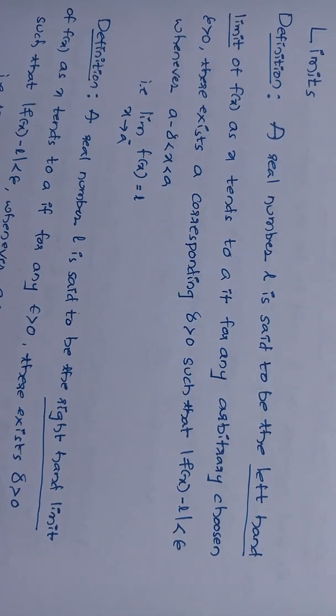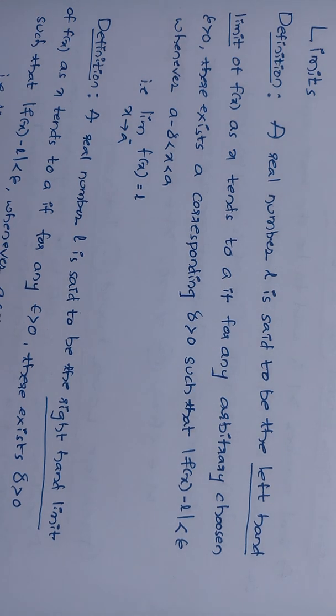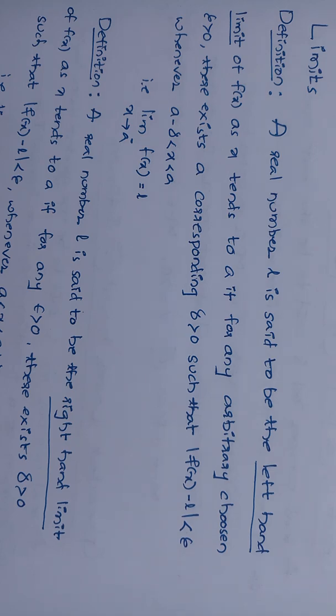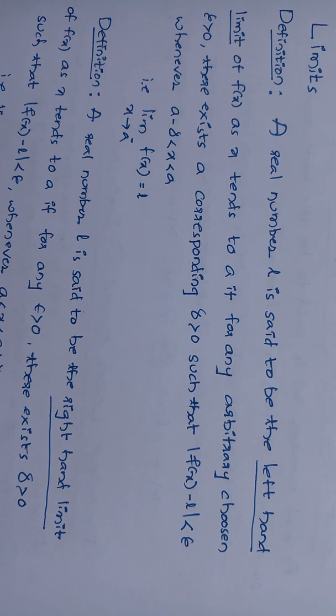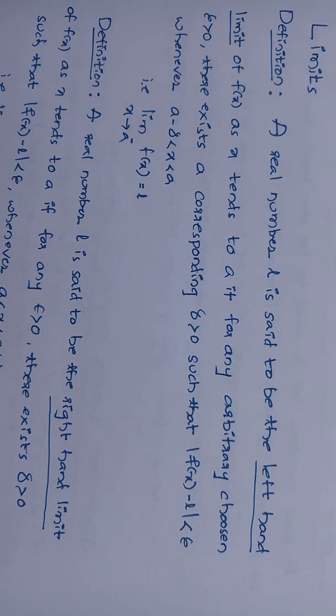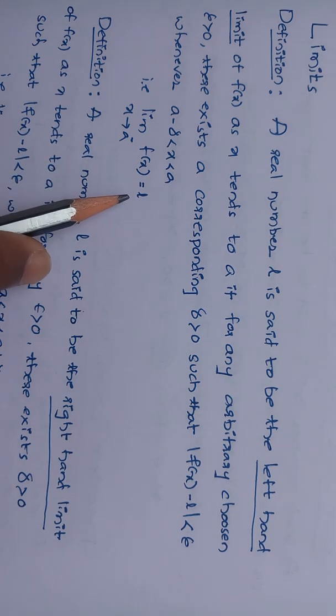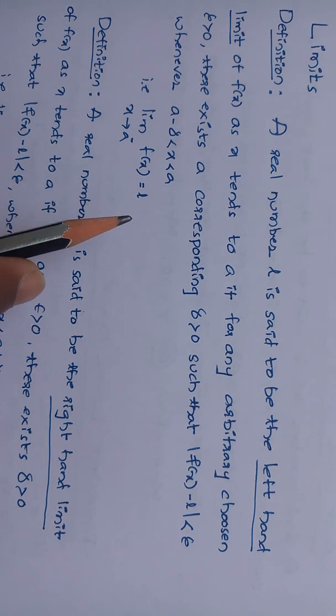The definition of limit. A real number L is said to be the left hand limit of f of x as x tends to a if for any arbitrarily chosen epsilon greater than 0 there exists a corresponding delta greater than 0 such that modulus of f of x minus L is less than epsilon whenever a minus delta is less than x is less than a. That can be denoted as limit x tends to a minus f of x is equal to L. So this is the left hand limit definition.